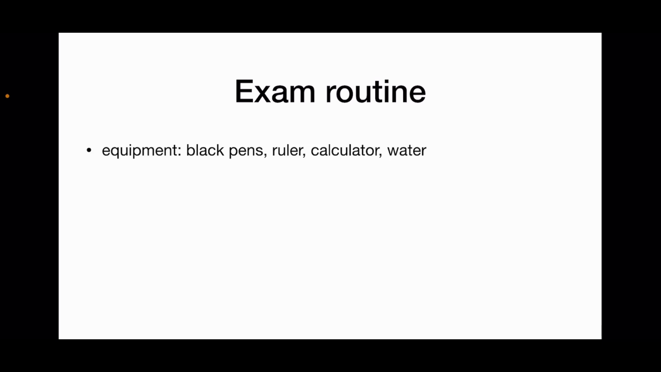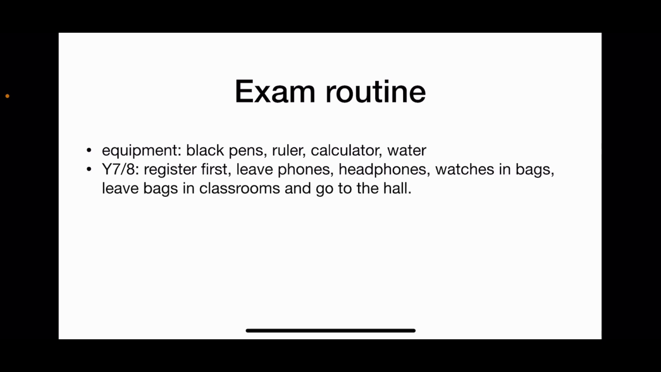A few fundamentals about the exam routine when you are in the main hall. Bring the correct equipment: black pens, ruler, calculator if needed, some water. For years 7 and 8, you will go to your normal lesson and register first, then leave your bags in a classroom, and you will then make your way to the hall. Any phone, headphone, watch should be left in your bag in the classroom.